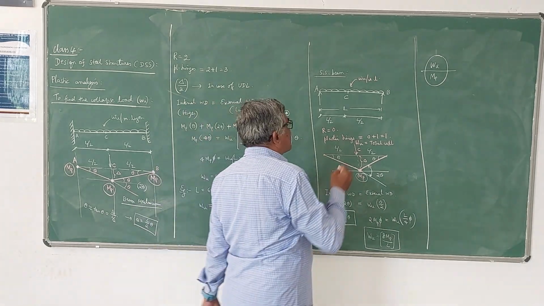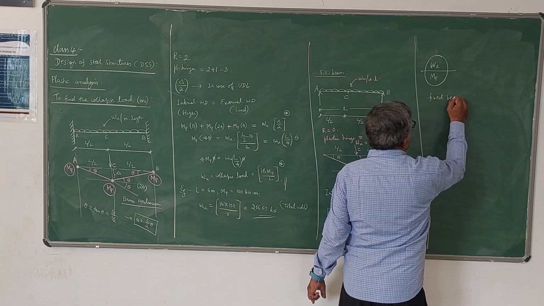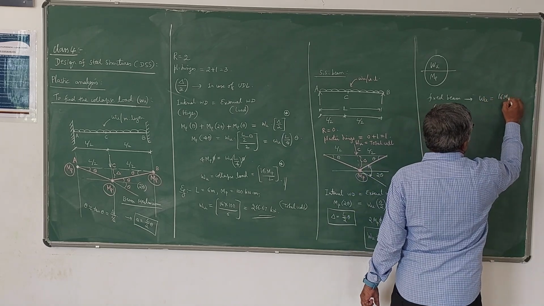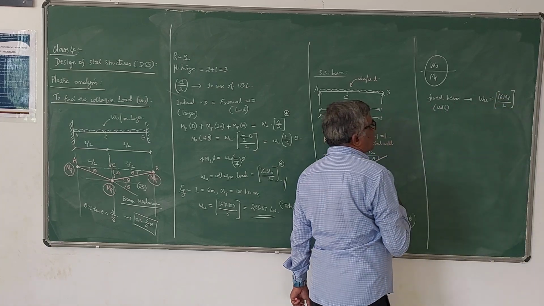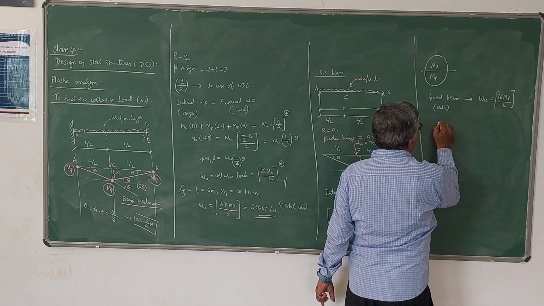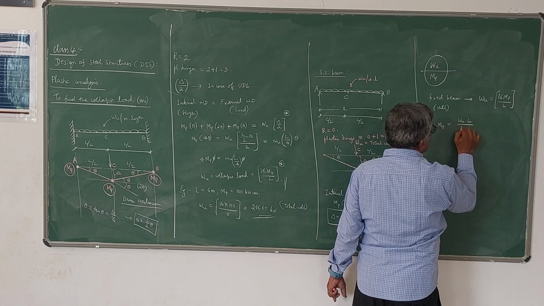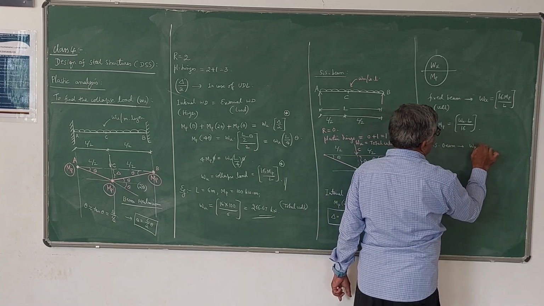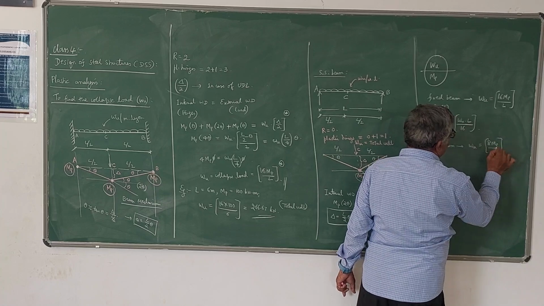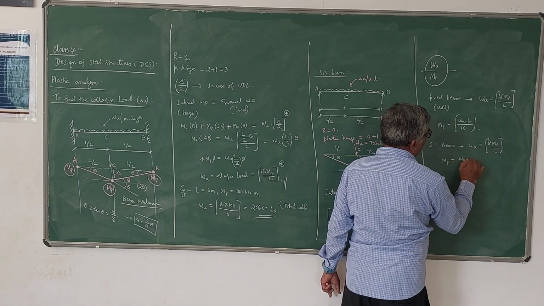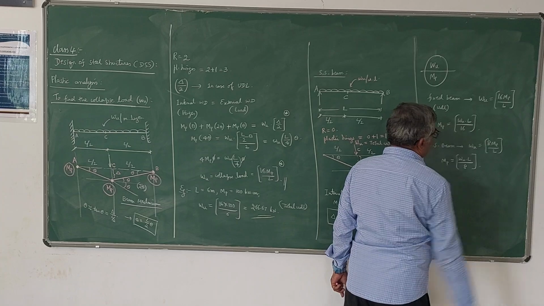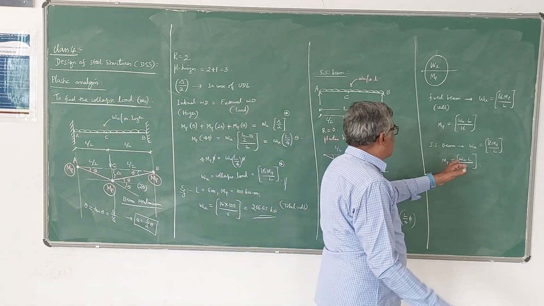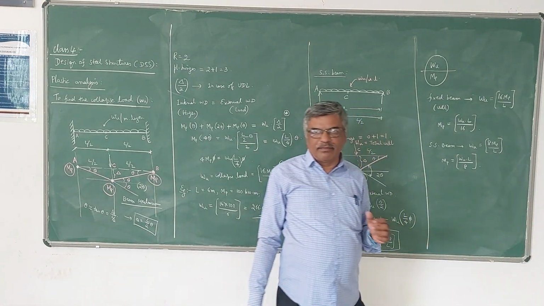For example, in the case of the fixed beam subjected to UDL throughout, we got WU equal to 16 MP by L. Suppose you know the ultimate load and want to compute the MP value, then MP is equal to WU into L by 16. The same equation can be used for the simply supported beam on similar lines. You get WU as 8 MP by L, therefore if you know WU, MP can be found as WU into L by 8. That means for the same span and the same collapse load, the MP value will be higher in the case of the simply supported beam compared to the fixed beam.